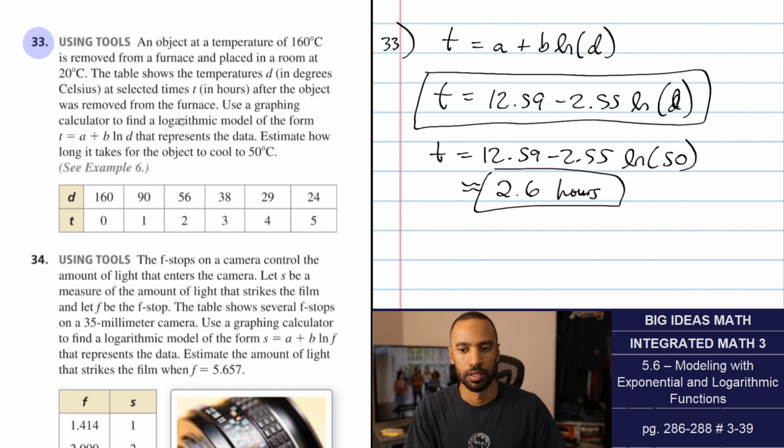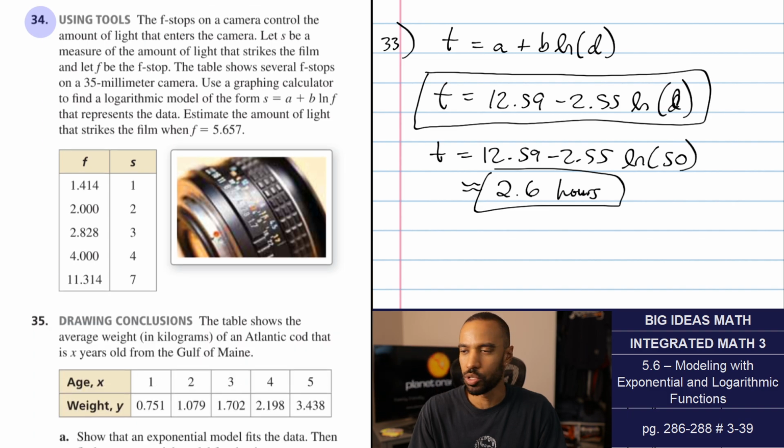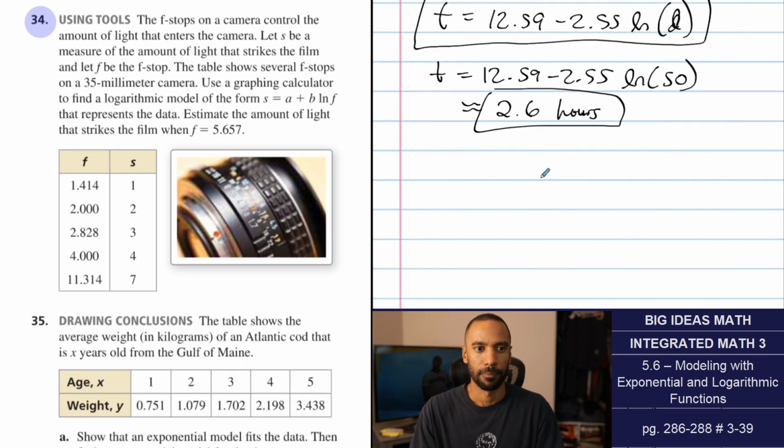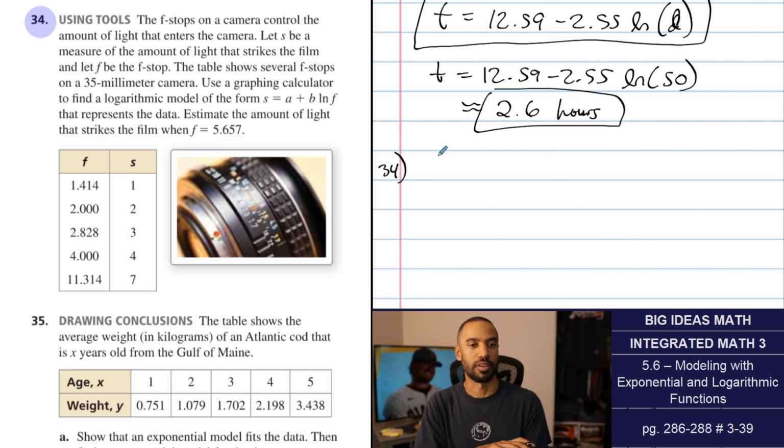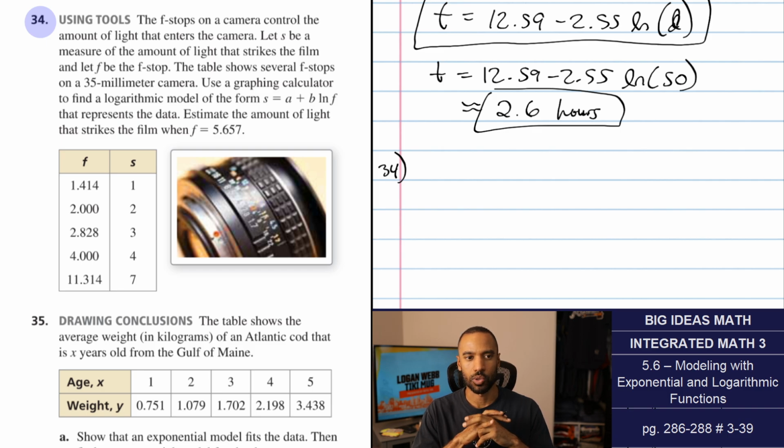Number 34. Using tools. The f-stops on a camera, I'm glad we're just using the calculator stuff now, control the amount of light that enters the camera. Let S be a measure of the amount of light that strikes the film, and let F be the f-stop. The table shows several f-stops on a 35 millimeter camera.